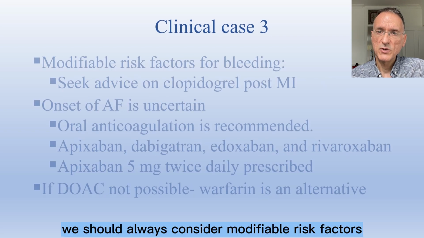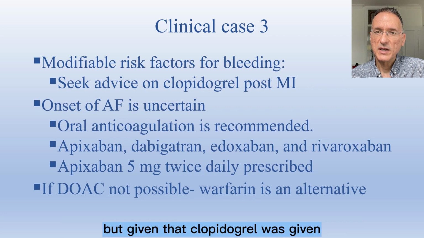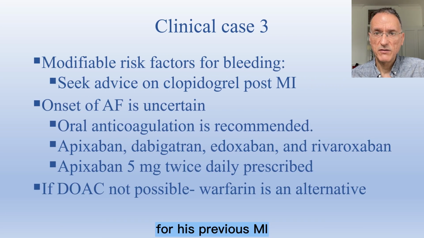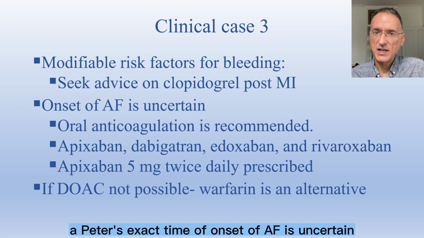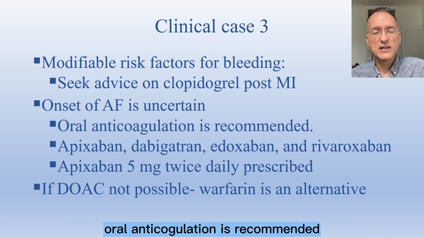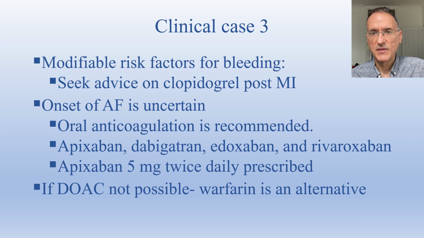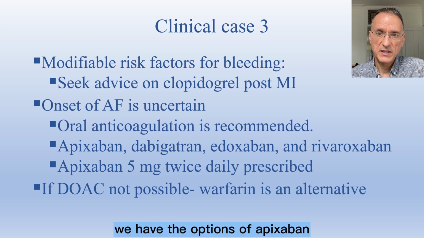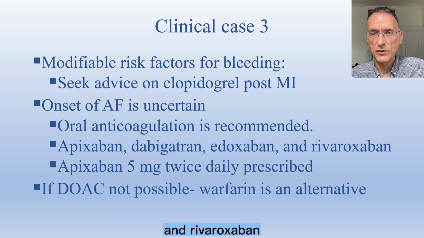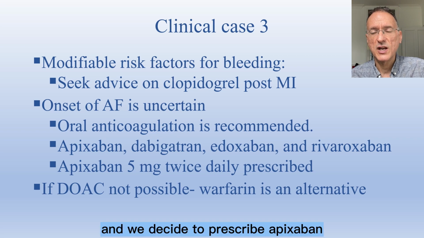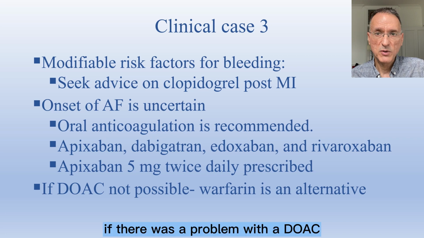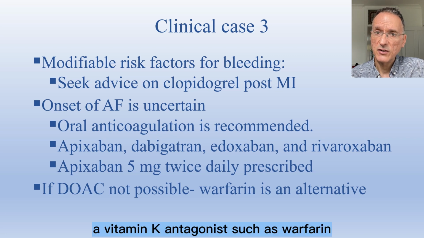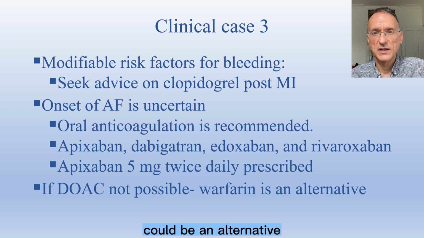We should always consider modifiable risk factors for bleeding, but given that clopidogrel was given for his previous MI, we should seek the advice from his cardiologist about this. As Peter's exact time of onset of AF is uncertain, oral anticoagulation is recommended. We have the options of apixaban, dabigatran, edoxaban and rivaroxaban, and we decide to prescribe apixaban 5 mg twice a day. If there was a problem with the DOAC, a vitamin K antagonist such as warfarin could be an alternative.